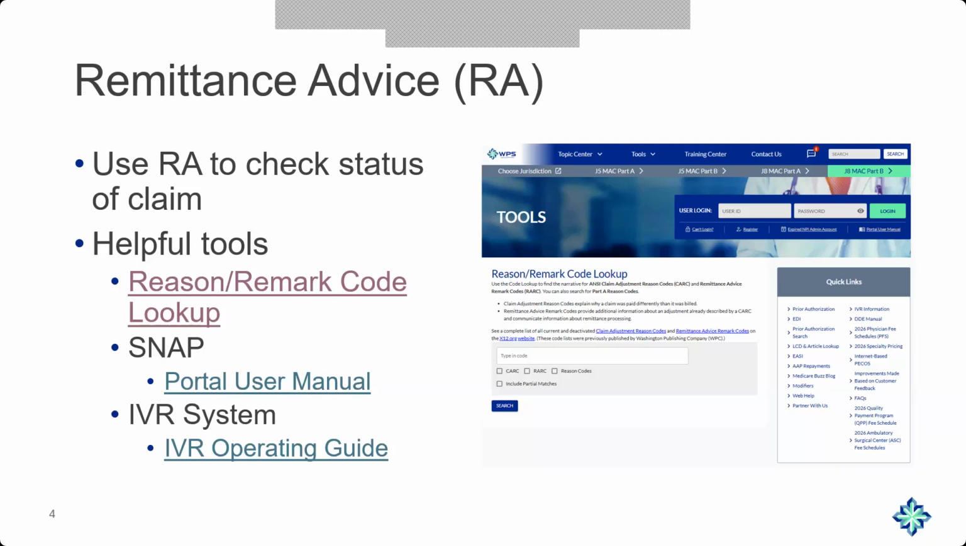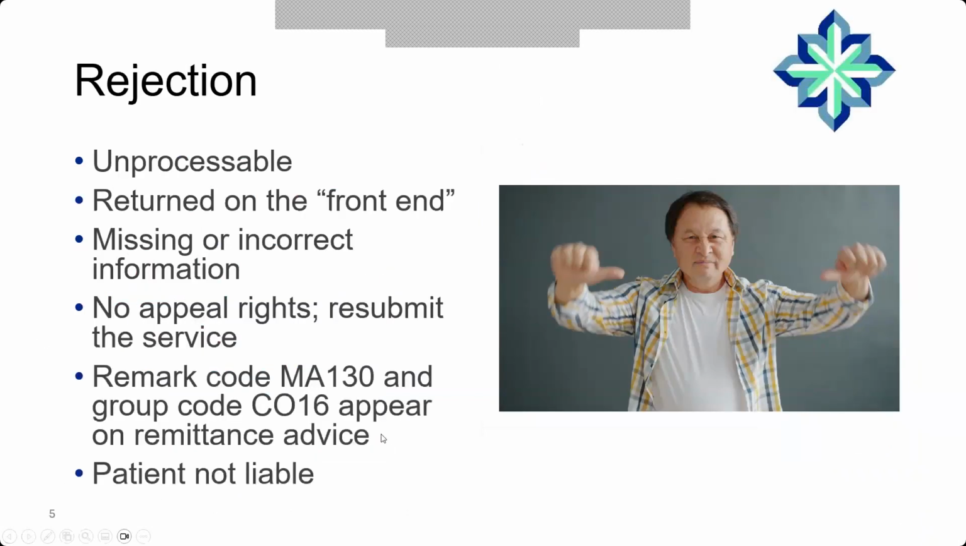We also have the IVR system, which is the integrated voice response system, and we have an IVR operating guide to help you maneuver through that system. And the IVR system is that touch-tone phone system that you can use to find information about why your claim denied or why it rejected and so on and so forth. So some great resources there.